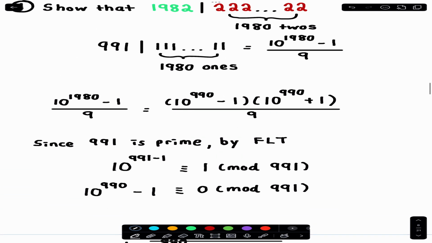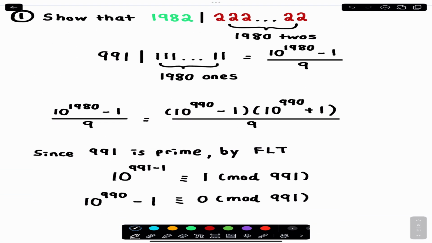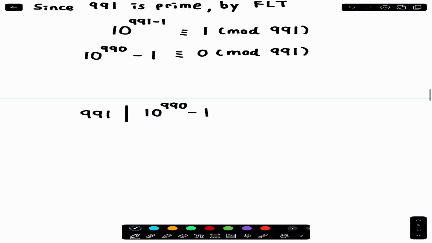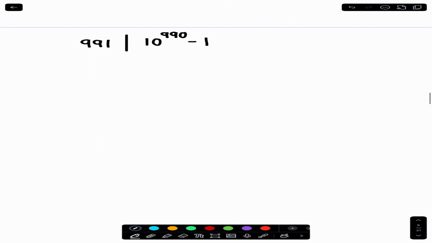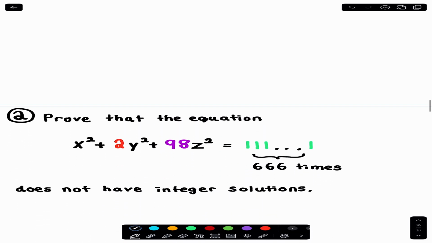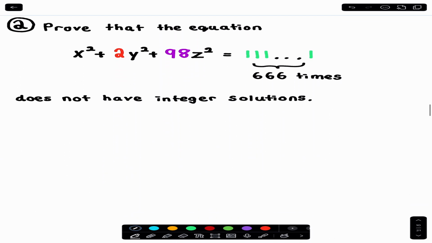So I thought that was very, very cute. You can see how everything works together. I hope you enjoyed that one. Nice little introduction problem to the repunit. Let's see another application with question 2.